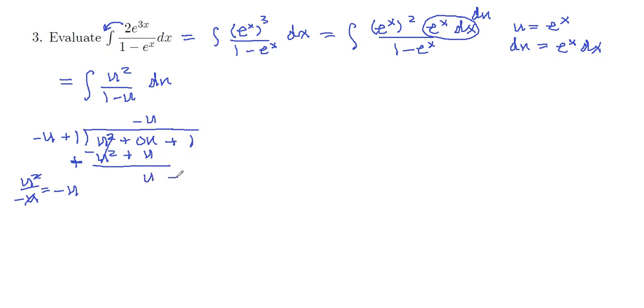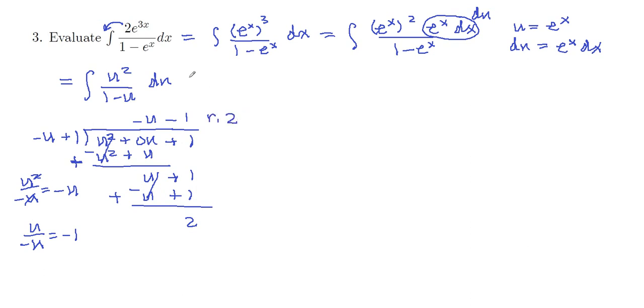Bring down the plus 1. And now divide the leading coefficients again. So u divided by negative u is negative 1. So minus 1. Negative 1 times negative u is u. Negative 1 times positive 1 is negative 1. And we want to subtract. So we will change the signs and add. These guys cancel. 1 plus 1 is 2. So that's going to be remainder 2.